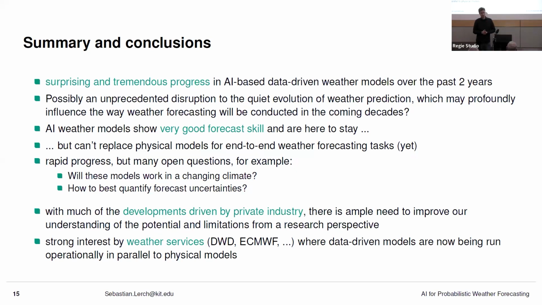This also, of course, extends to weather services, which are now wondering what they should be doing. Of course, there's also lots of interest in using these data-driven models in operational forecasting, and there are first experiments running these models on a day-to-day basis at the weather services.